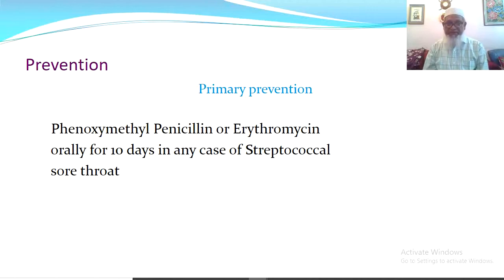The most important aspect of treatment is the prevention of rheumatic fever. That is, prevention of rheumatic fever and its recurrence is an important aspect of management of rheumatic fever. One is the primary prevention. That is, when there is streptococcal infection in the throat, a course of penicillin or erythromycin should be given for 10 days, and it will prevent the occurrence of rheumatic fever.